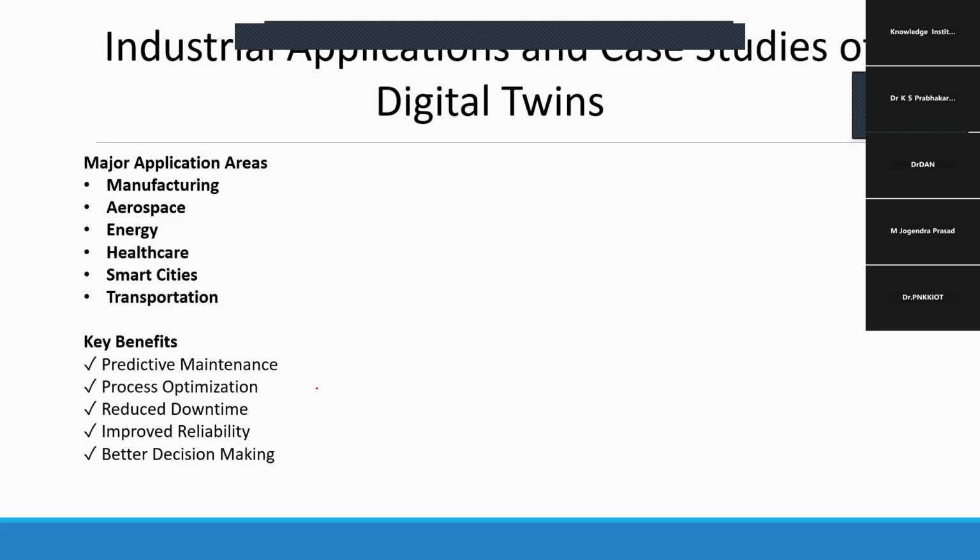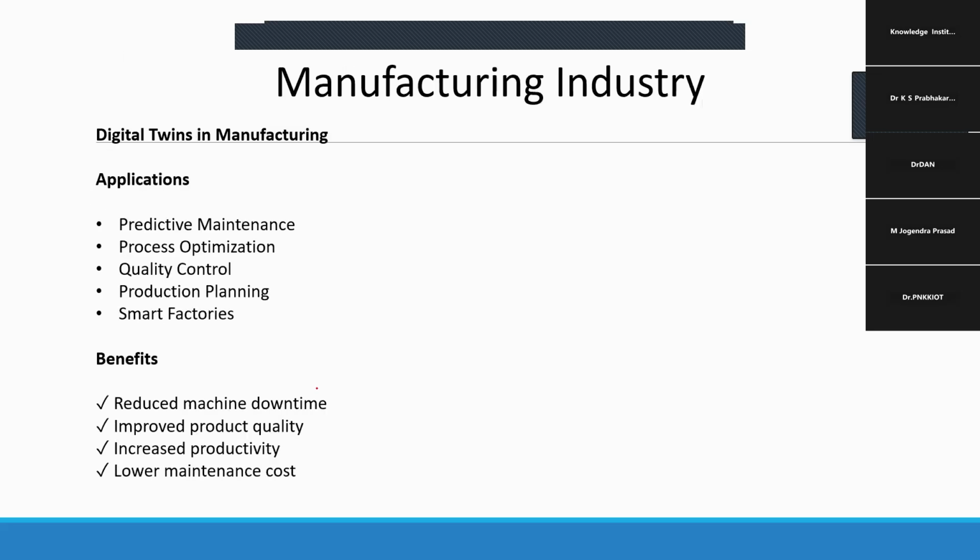The key benefit is really good. For example, it can reduce the operational cost, improve the reliability, increase productivity, and it can support intelligent decision making. So these are all the key benefits you can see here. Maybe we'll start with the manufacturing industry.